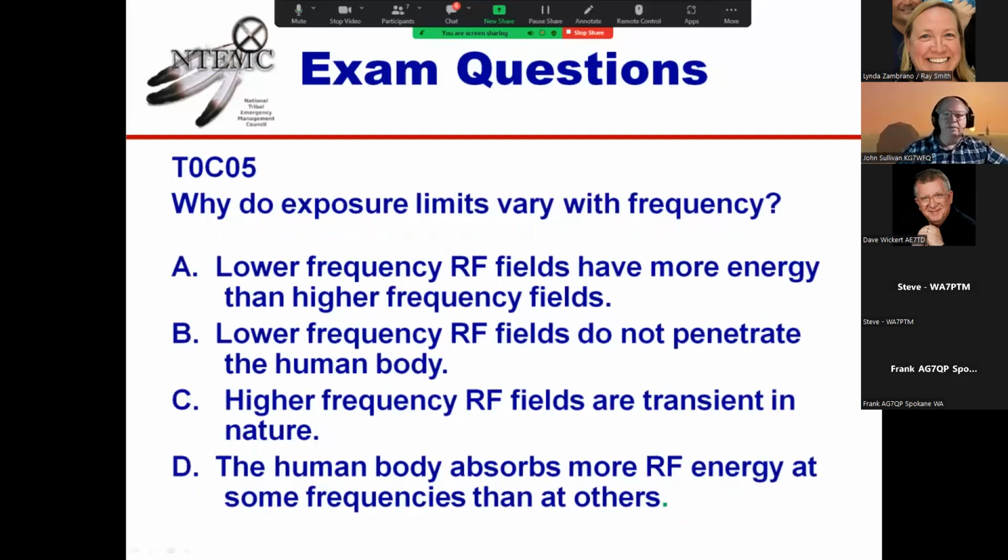Why do exposure limits vary with frequency? Lower frequency RF fields have more energy than higher frequency. Lower frequency fields do not penetrate the human body. Higher frequency fields are transient in nature. Or D, the correct answer: the human body absorbs more RF energy at some frequencies than at others. And remember that VHF is the one the body is most susceptible to.